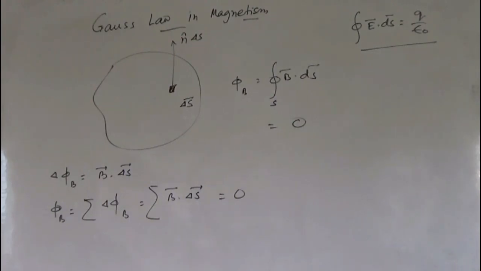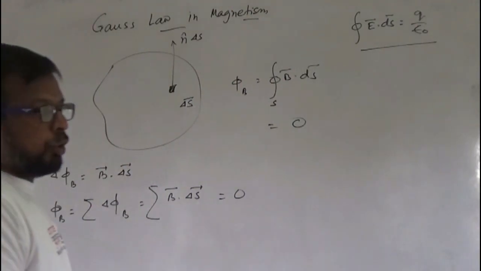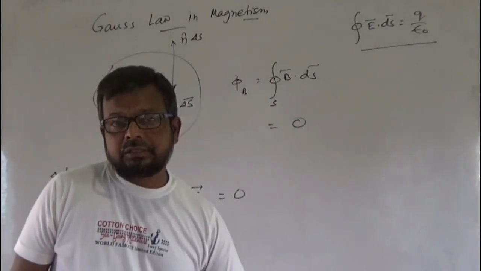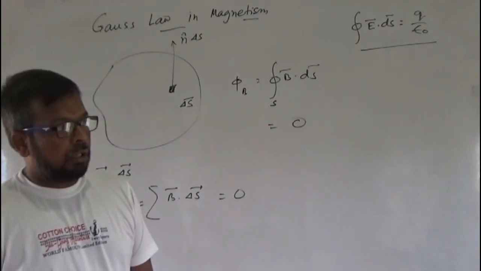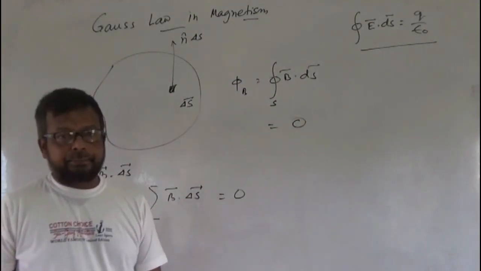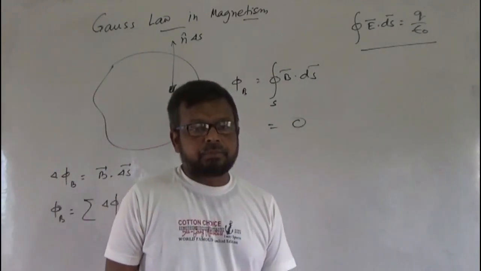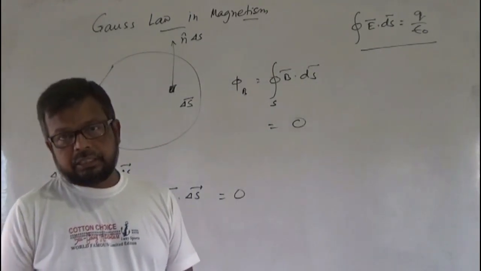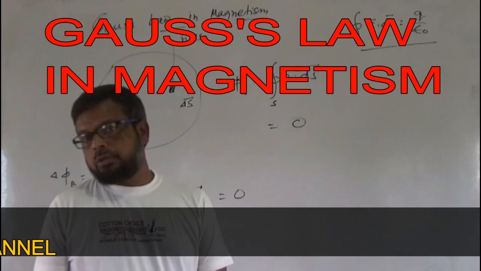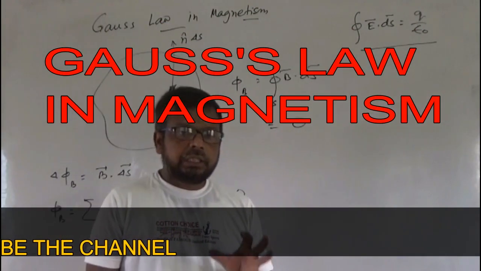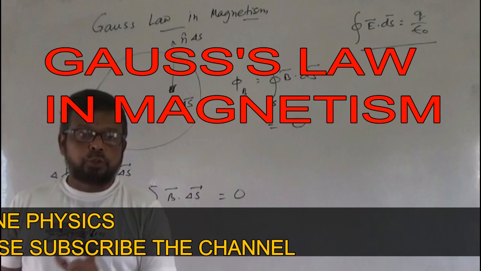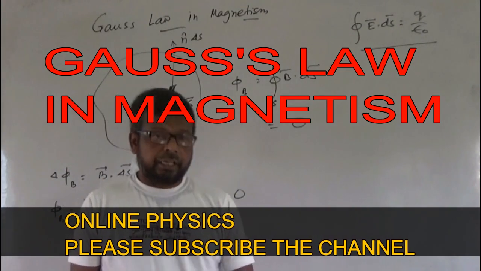This is the main difference from electrostatics. In electrostatics, you can have a monopole, a charge monopole, an electric monopole, which is a single charge. You may get a positive charge, you may get a negative charge. But in magnetism, you cannot get a single north pole or a single south pole. Always you have the north pole and south pole together. That is a magnetic dipole.